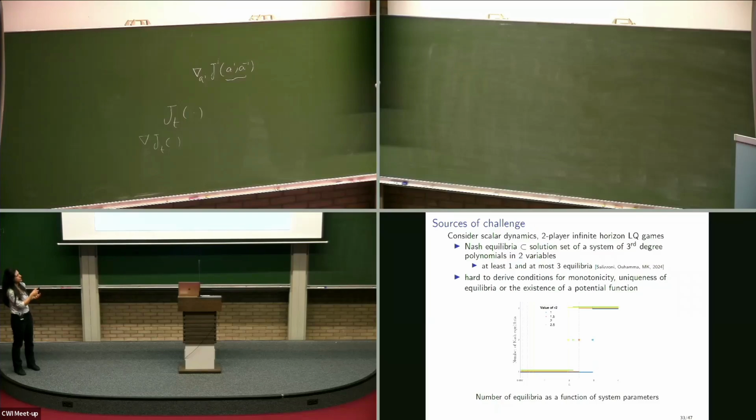We looked at the two-player infinite horizon LQ game, even in a scalar setting. There you can show that Nash equilibria are a subset of the solution set of a third-degree polynomial in two variables. You can argue, using some algebraic geometry tools, that there is at least one and at most three equilibria, and basically you don't have unique equilibria in these linear quadratic games. It's very hard, even in the scalar setting, to derive anything about uniqueness, monotonicity of the equilibria, or whether there exists some potential function of the game. As you change the game parameters, this is showing the number of equilibria changing from 1 to 3. So we don't have uniqueness conditions for equilibria, and it's very hard to understand the properties of this pseudo-gradient mapping when we put them together.